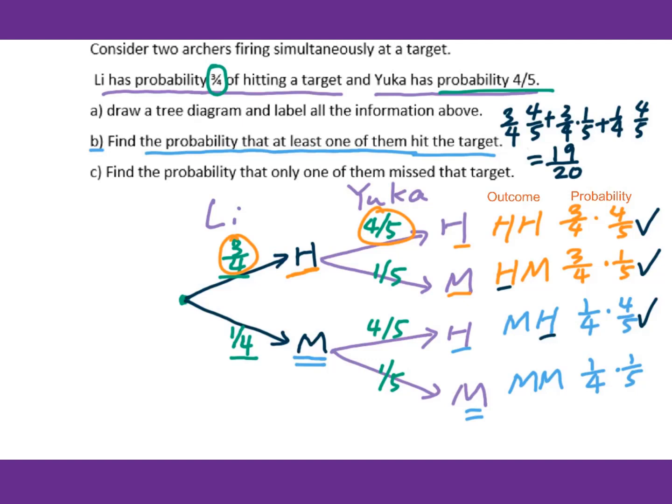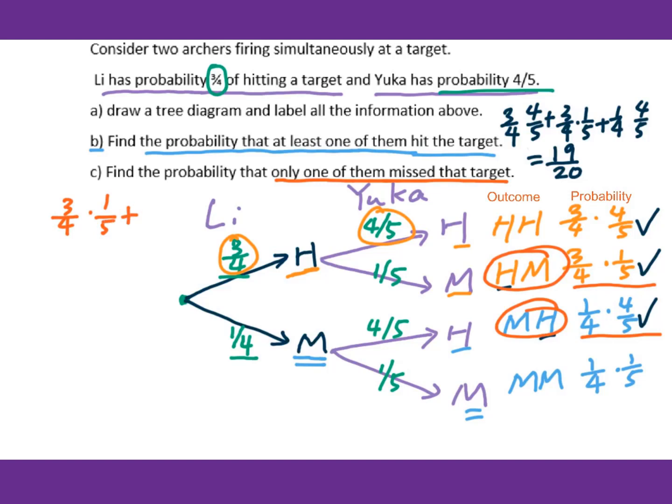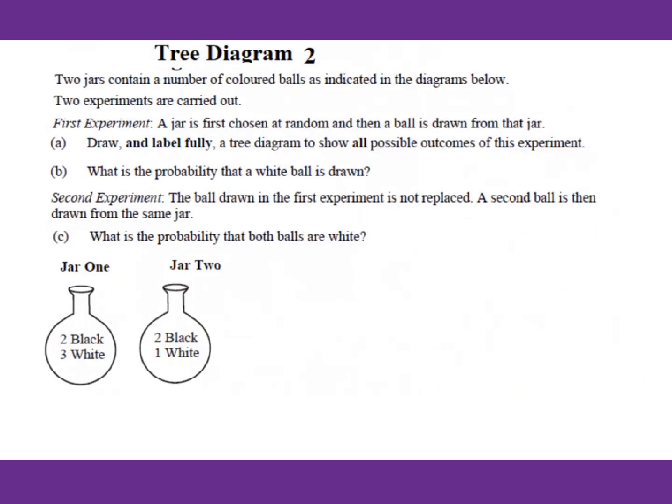Find the probability that only one of them hits the target. Basically, I'm looking for only one M in the outcome. This one counts. This one counts. In other words, I add these two probabilities. That will be your answer. So we have 3 over 4 times 1 over 5 plus 1 over 4 times 4 over 5. You will get 7 over 20. Let's go to tree diagram 2.